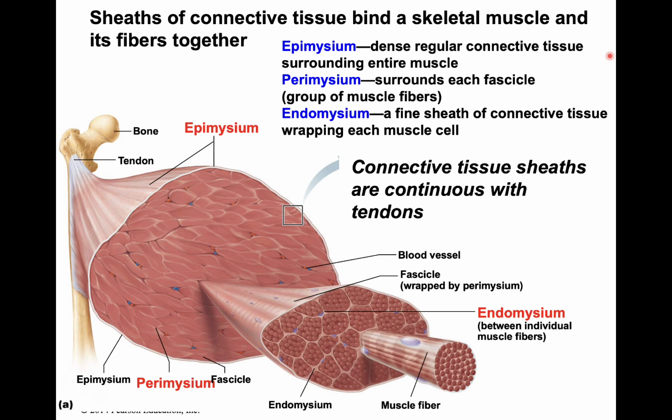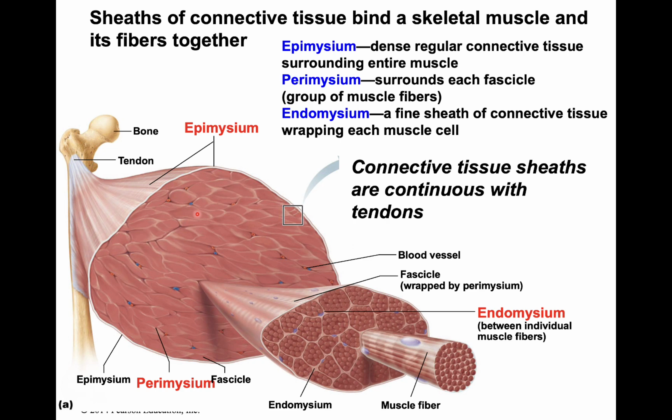So let's now get into the anatomy of muscles as a whole, and then we will trickle down to smaller and smaller contractile units. So here's the bone. This is a femur, and you have a tendon. And notice that the tendon connects to the connective tissue all around the muscle. That connective tissue that surrounds the entire muscle is called the epimysium. So the epimysium surrounds the entire muscle.